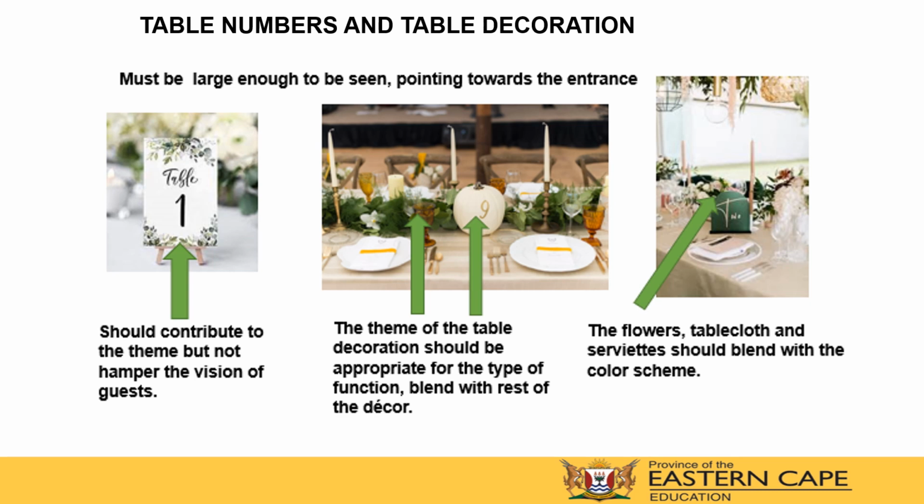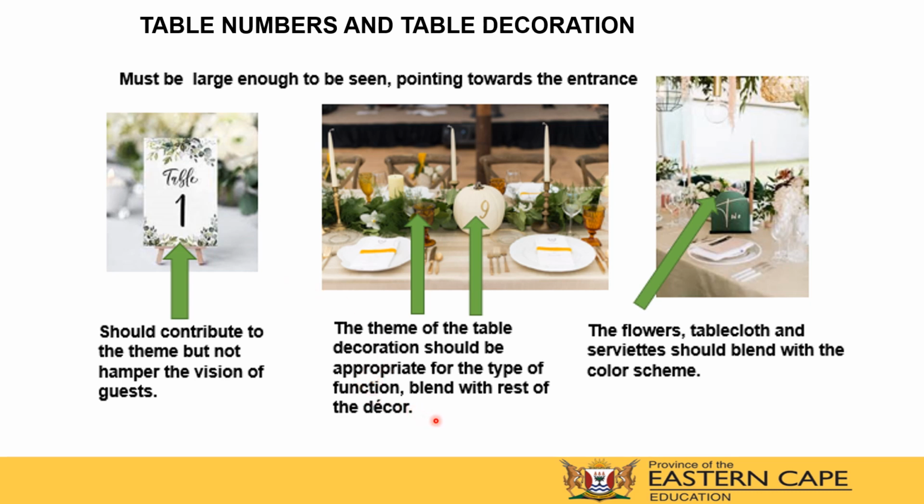In the first picture there is our table number. For example, I've got the table number 1. It should contribute to the theme but not hamper the vision of the guest. That is very, very important. So in other words, they must not be too high, so that guests sitting across from one another cannot see each other.